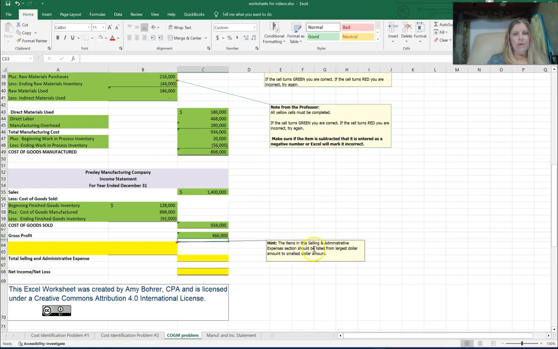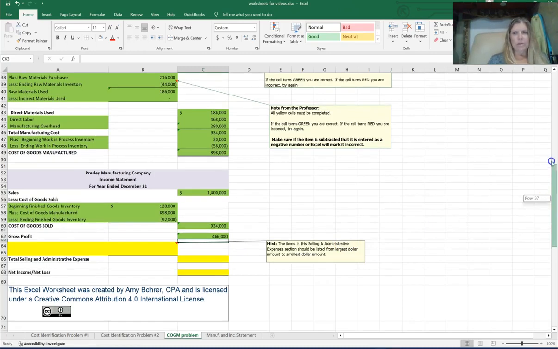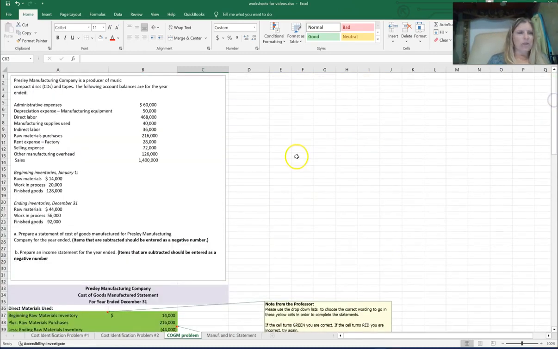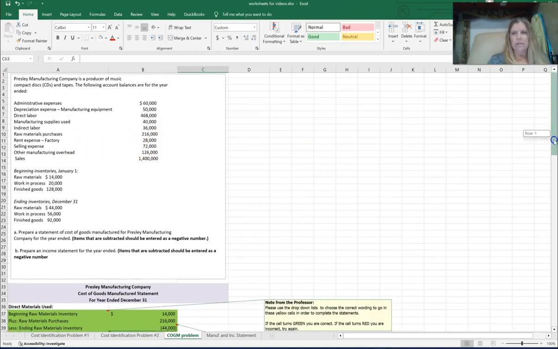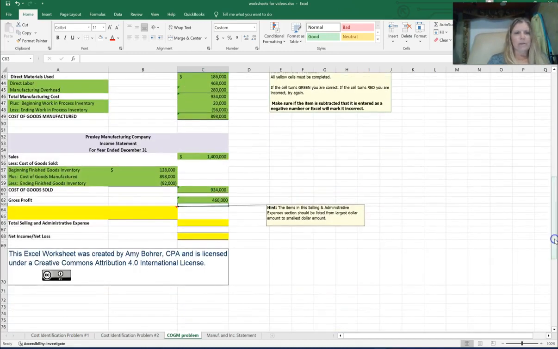And then there's a hint over here saying the selling administrative expenses section should be listed from largest dollar amount to smallest dollar amount. So make sure you're always reading these little hints in your homework files. So let's look and see how much is selling and how much is administrative, so we know which one goes first. Administrative is 60 and selling expense is 72. So let's enter selling expense first, since it's the largest. And then our administrative expense will come after.